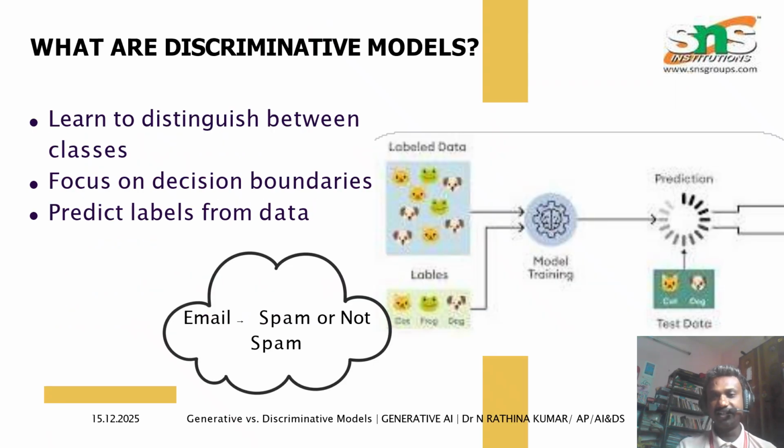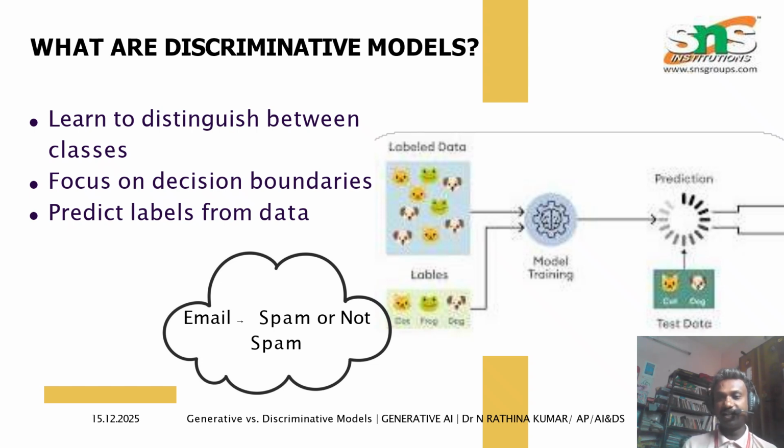So what are discriminative models? The main goal of a discriminative AI model is to classify or predict labels for input data. If we give the input, it can predict or classify the labels. How does it learn? It learns decision boundaries separating different classes, and based on that it starts to function. The tasks it performs are classification, regression, and prediction.